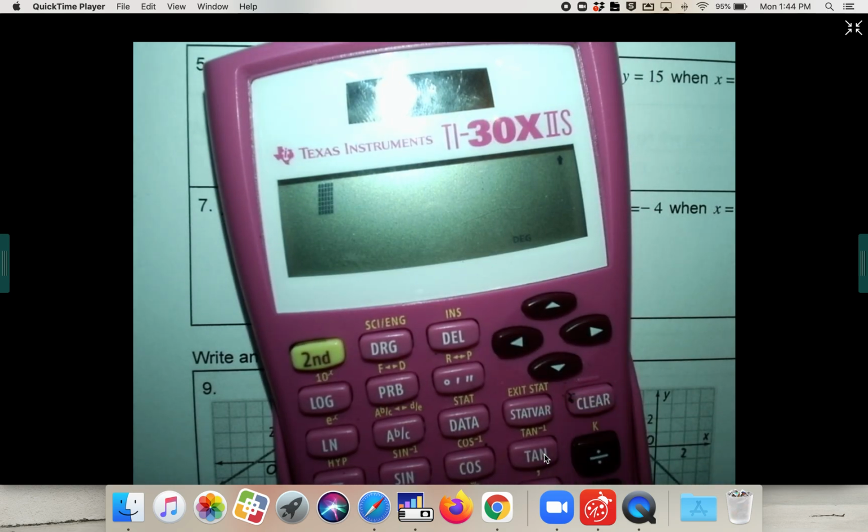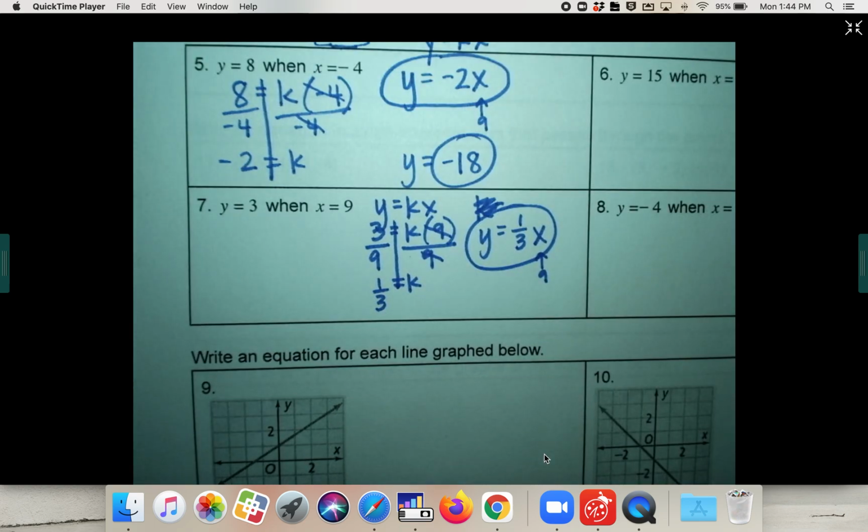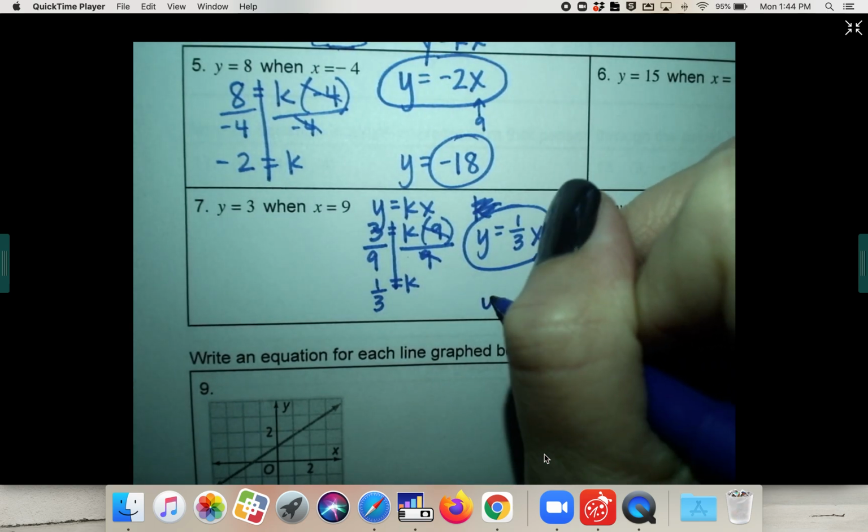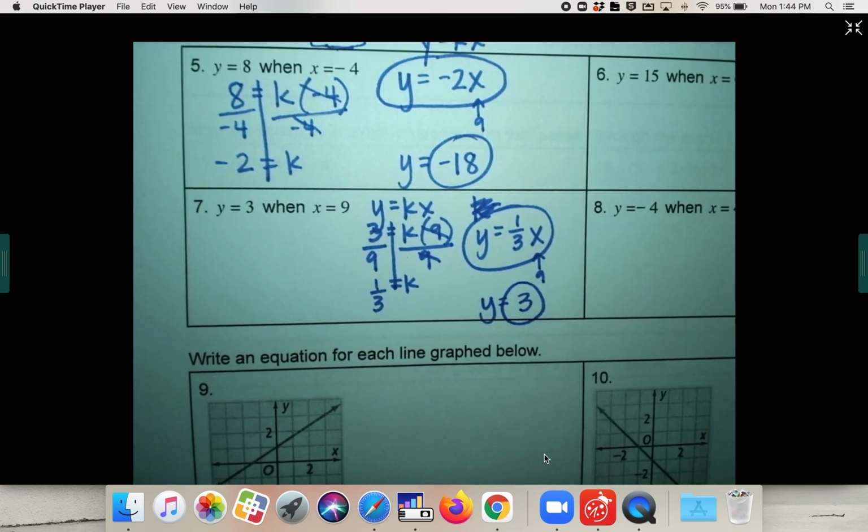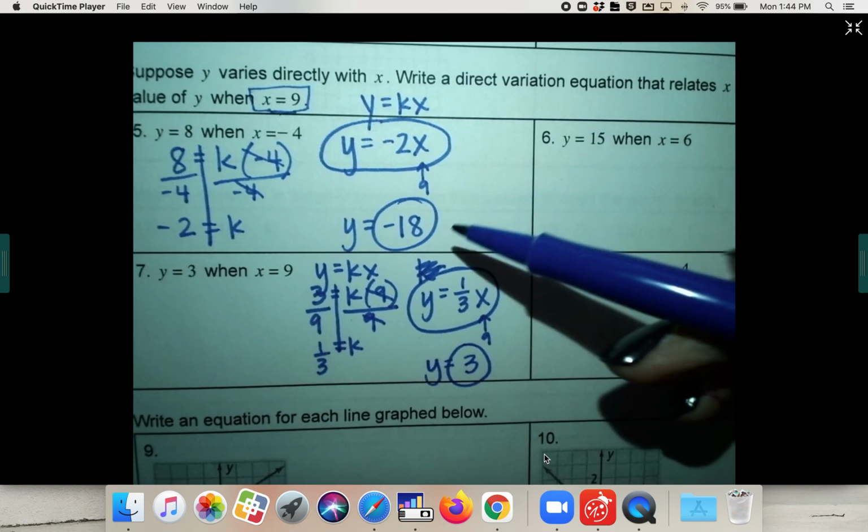Oh, that's not right, sorry. 9 times 1, ABC 3. Y would equal 3. All right, so again, 2 answers in each section.